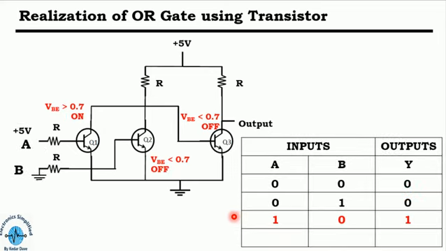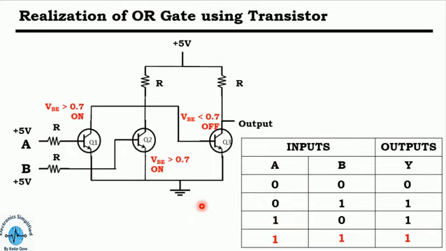After that, for the next state, we provide a high input to the A terminal and 0 to the B terminal. So now Q1 will be in the on condition and Q2 will be in the off condition, and certainly we will get the output as 1. And for the last case, both the inputs are 1 and hence the output will be 1. In this condition both Q1 and Q2 are in the on condition and the output will be 1.